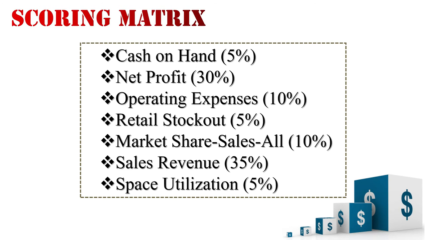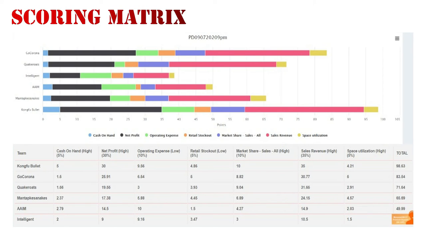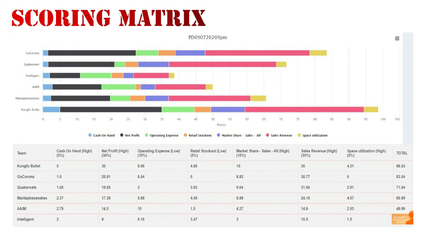Scoring metric. There are 7 indicators in the scoring metric, such as cash on hand, net profit, operating expenses, retail stock up, market share, sales revenue, and space utilization. As you can see in this scoring metric, our group Kung Fu Bullets remains in first position. Since the sales are high, we always have the biggest market share and net profit.